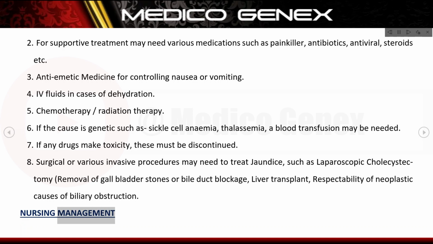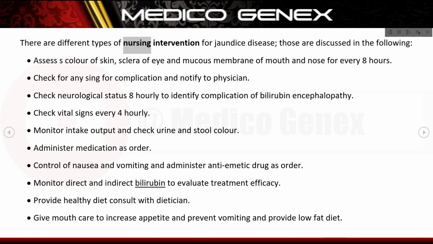Nursing management. There are different types of nursing interventions for jaundice disease. Those are discussed in the following: assess color of skin, sclera of eye and mucous membrane of mouth and nose every 8 hours. Check for any complication and notify the physician. Check neurological status 8 hourly to identify complication of bilirubin encephalopathy. Check vital signs every 4 hourly. Monitor intake output and check urine and stool color.